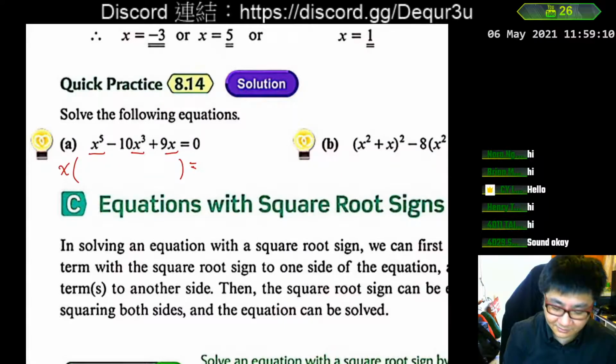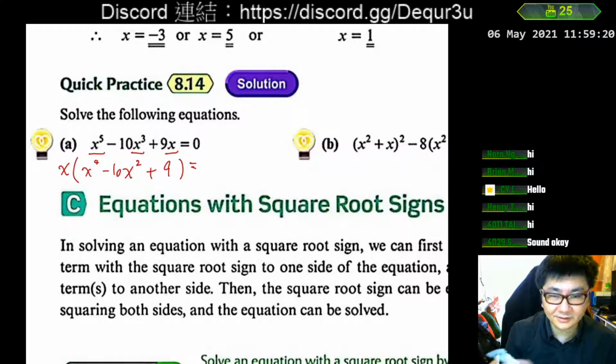And after taking out x, you see there is x power 4 and then minus 10x squared, and after taking out the x, 9 remains. Therefore, from here you can see it is now put into 2 parts. The x taken out is one part, and the bracket that remains is the other part, and the right hand side is 0.